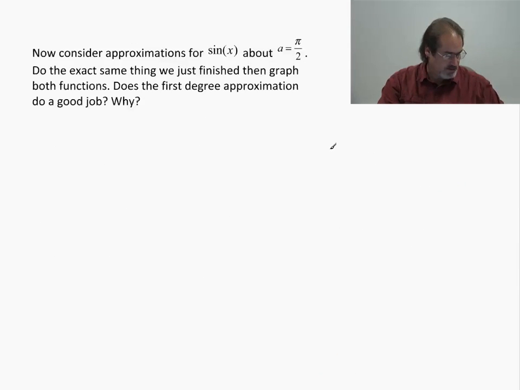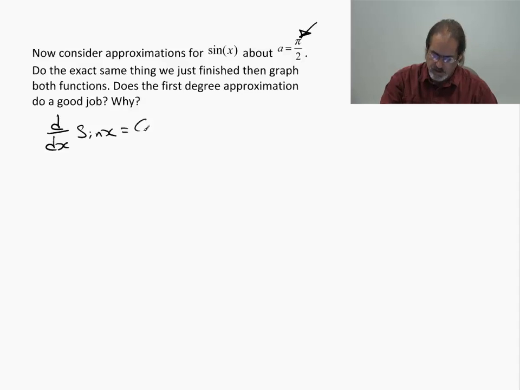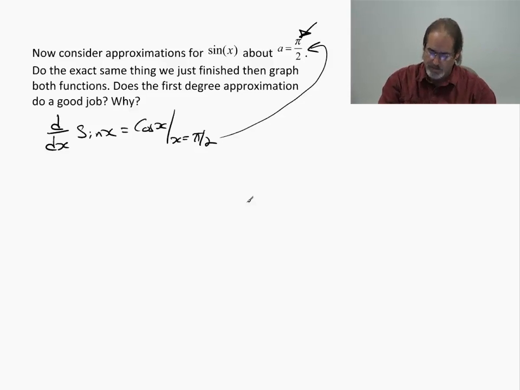Okay, so let's go ahead and take a look at doing the same thing, only this time I want to go about a equals pi over 2. So I'm going to do the exact same thing I did before. I'm going to take a look at d/dx of sine of x, which equals, obviously, cosine of x. I'm going to evaluate this at x equals pi over 2. That's this value a that I'm building this about. And that is equal to 0. So I know my slope will be 0.